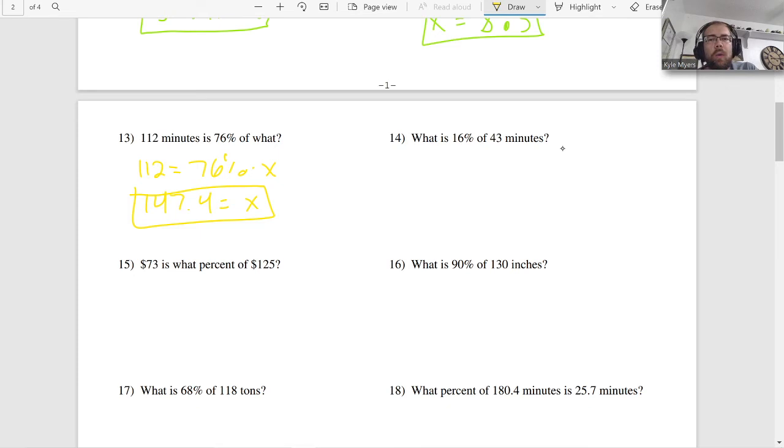Okay, what is 16%? Let's go ahead and change that to a decimal. 0.16, 16% of 43 minutes. Oh, I forgot to add the units here. Minutes. And we do 0.16 times 40. Oh, I put a 6. 43. There we go. 6.88. So that rounds to 6.9 minutes.